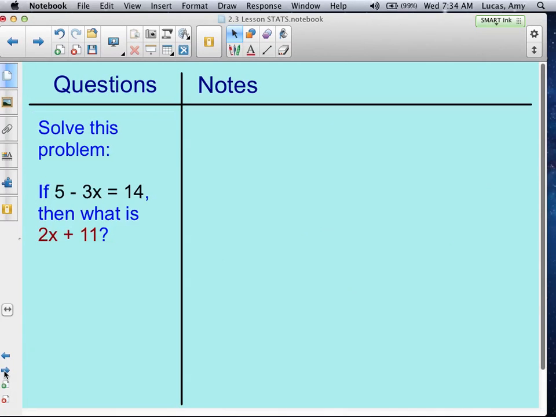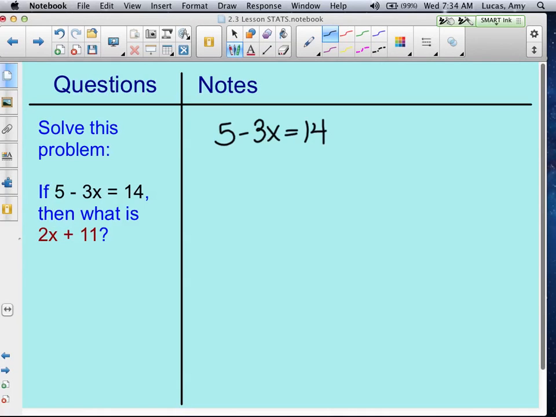All right, our next problem. Solve this problem. If 5 minus 3x equals 14, then what is 2x plus 11? This is applying the solution to our initial equation. So we need to solve our initial equation first using our married couple third wheel idea, and then we're going to take the solution, whatever x is equal to, and plug it in to evaluate what 2x plus 11 is equal to.